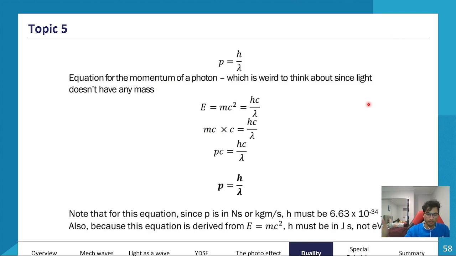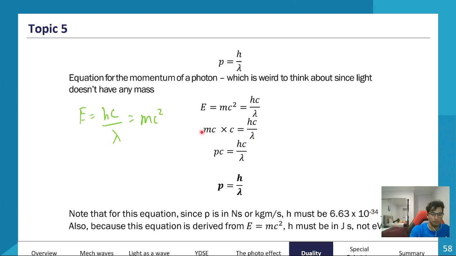But what we can do is make things slightly more interesting. We know that energy is equal to hc divided by lambda. You don't need to know this, but just a little aside. We also know energy is equal to mc squared. Then you can split this mc squared into mc times c, which is equal to hc divided by lambda.